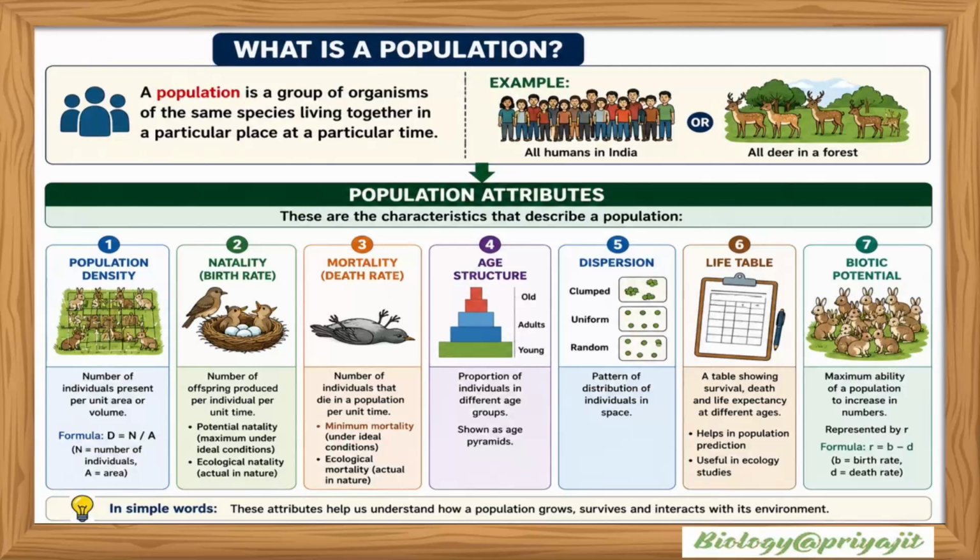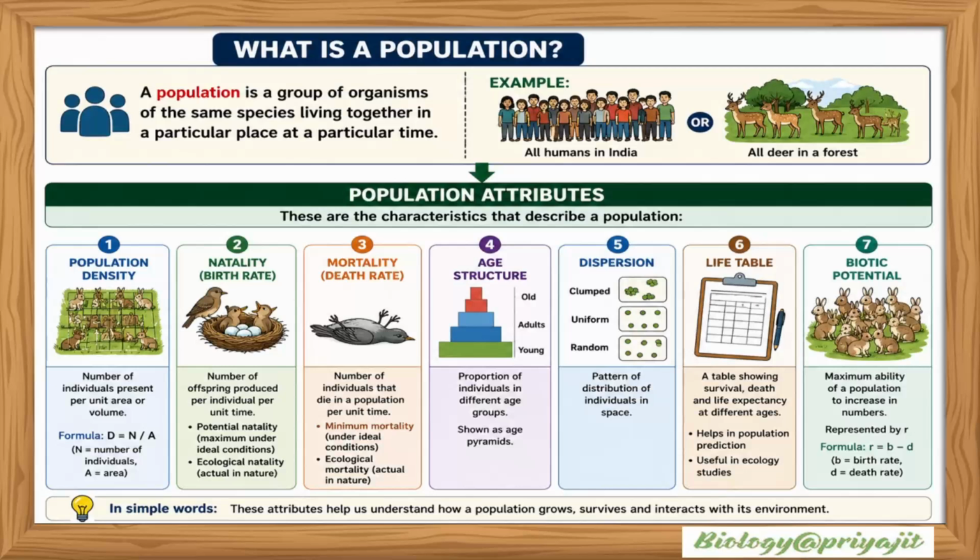So the population attributes are the following. There are nearly 7 attributes. Population density, that is the number of individuals present per unit area or volume. That is, density is equal to N by A, where N means number of individuals and A means area. Natality or birth rate, the number of offspring produced per individual per unit time, where potential natality is the maximum under ideal conditions, and ecological natality is the actual in nature.